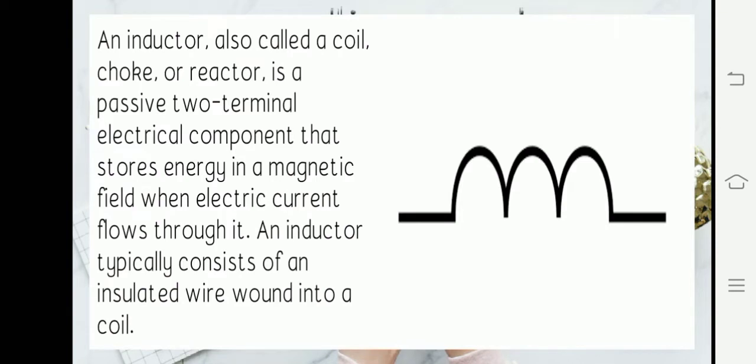Inductor is also called a coil, choke, or reactor. It's a passive two-terminal electrical component that stores energy in a magnetic field when electric current flows through it. An inductor typically consists of an insulated wire wound into a coil. Inductors are used in tuning circuits. With the help of inductors, the tuning circuit can select the desired frequency.